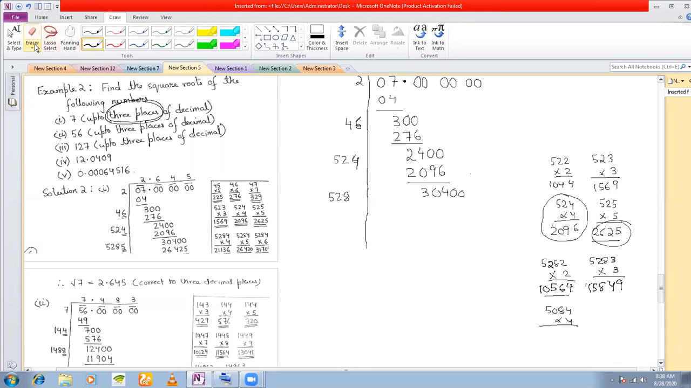So now we'll try with 4. 5284 into 4 is 21,136, which is quite less than 30,400. So we'll try the next digit also.